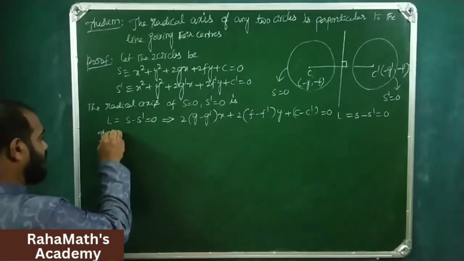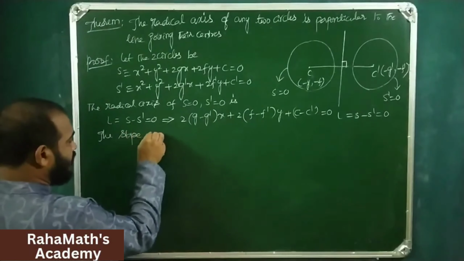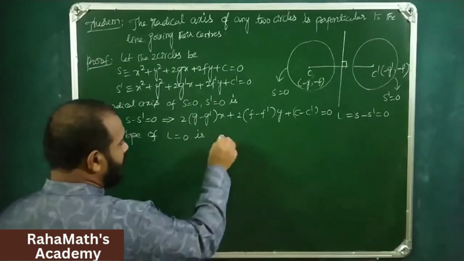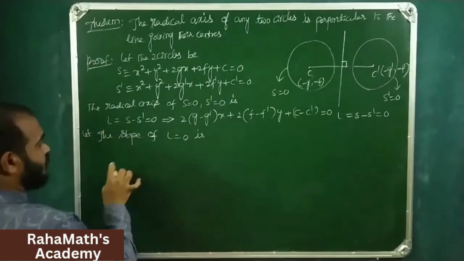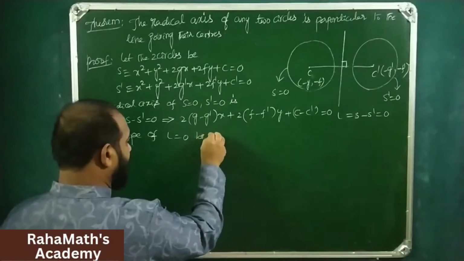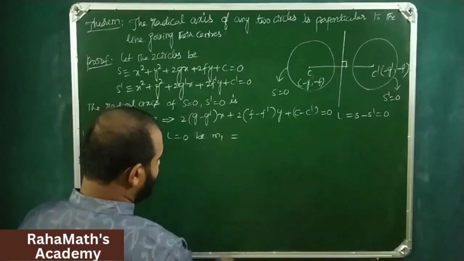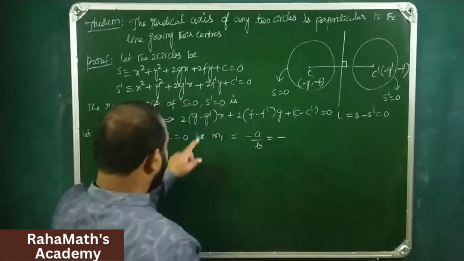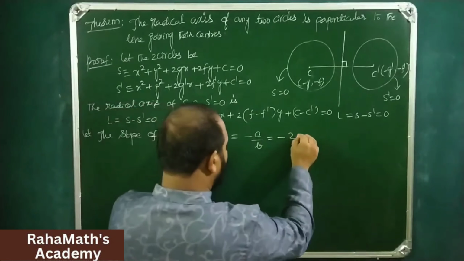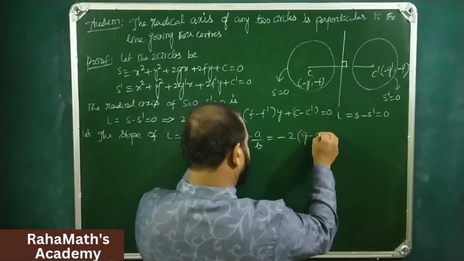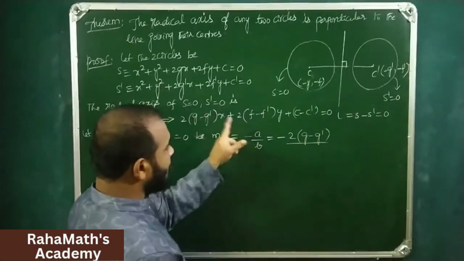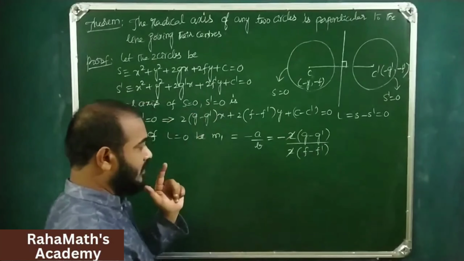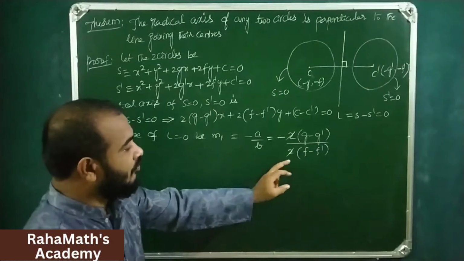The slope of the radical axis L equals to 0, I'll take it as m1. So m1 is equals to minus a by b. So minus of a, the x coefficient, 2 into (g minus g dash) by 2 into (f minus f dash). The 2 gets cancelled. So this is what we get.